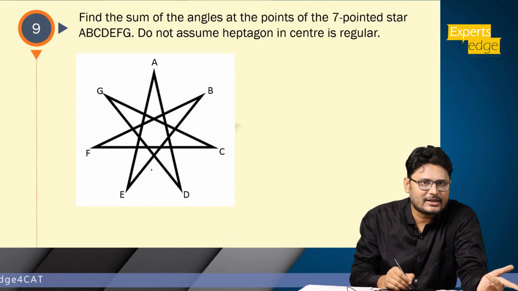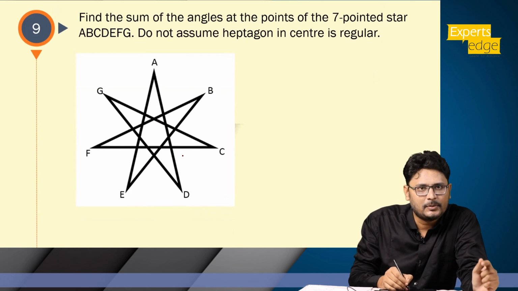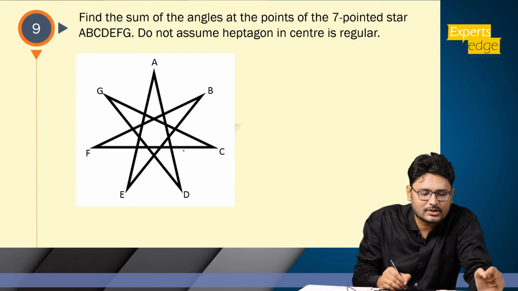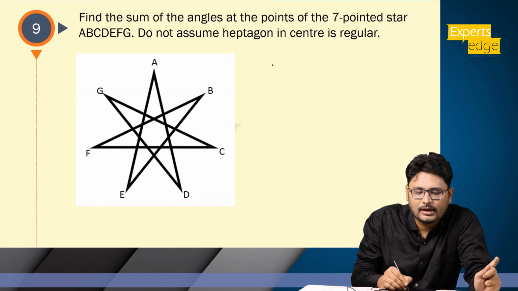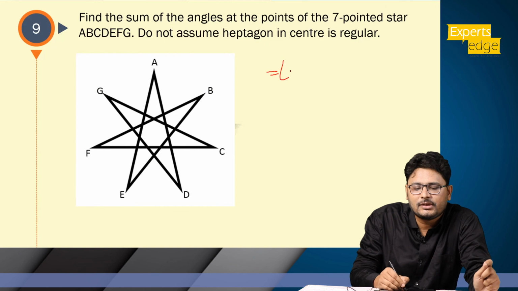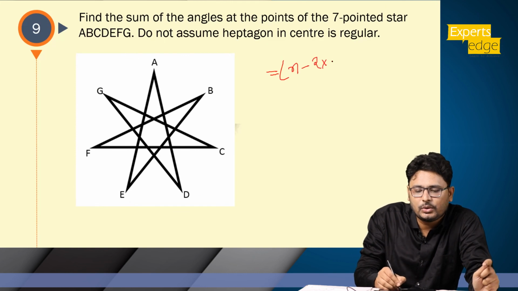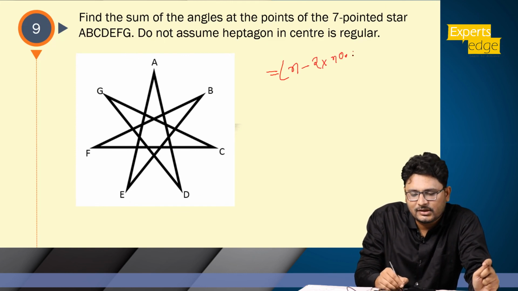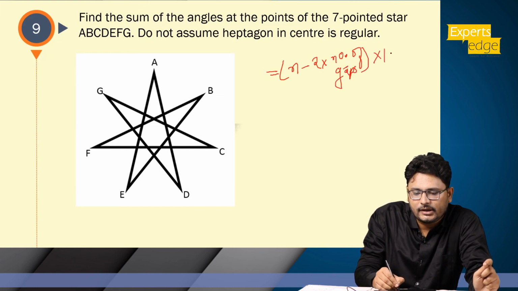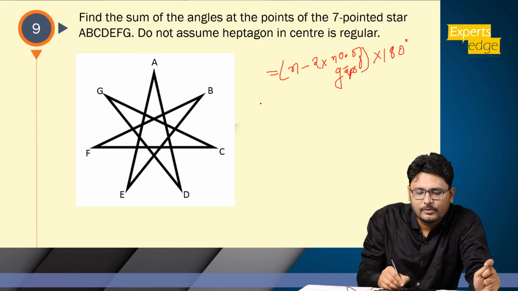So फिर से 7 pointed है, but इसमें और उसमें difference है, हाँ? Please pause the video. You can go back to the last question. It's not the same star as we have done in the last. So क्या होगा again? Let me last time repeat the formula. N minus 2 into number of gaps. You repeat with me, जिनको याद है. Into क्या था? 180 degree, right? How many pointed star it is?